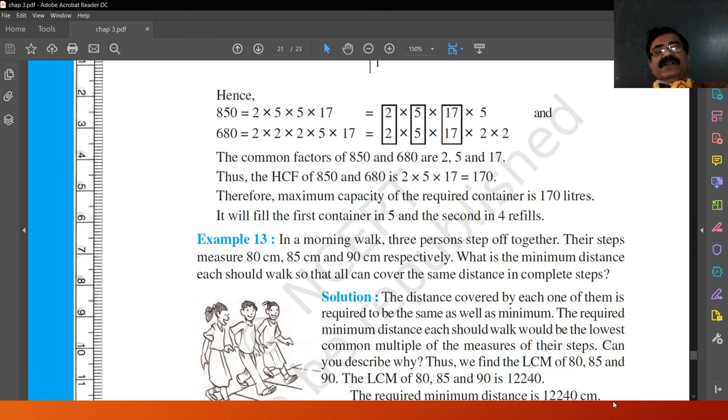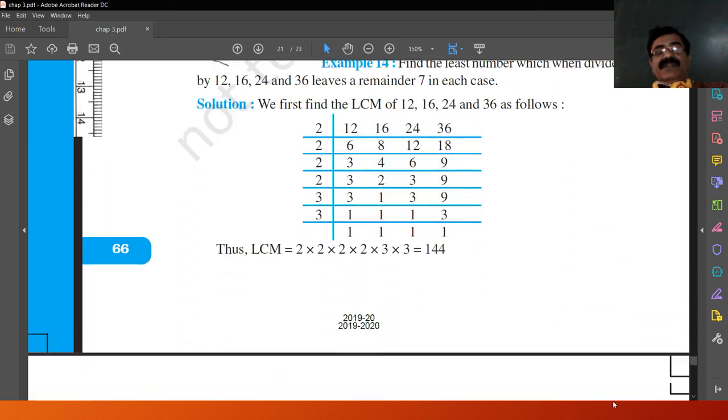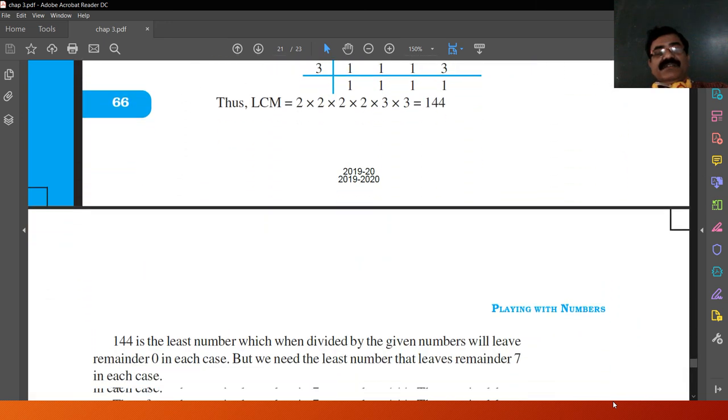So you see, find the common factors, and these are 2, 5 and 17. You multiply these, 2 into 5 into 17, and it is 170. So 170 liters will be the answer to this question. Like this, you can solve the several questions given in the NCERT.